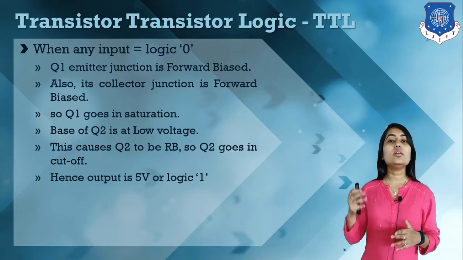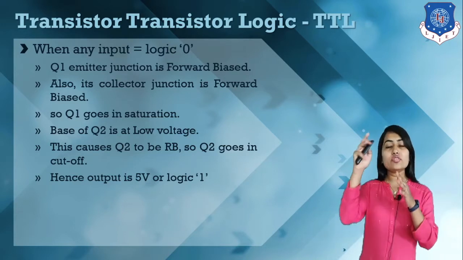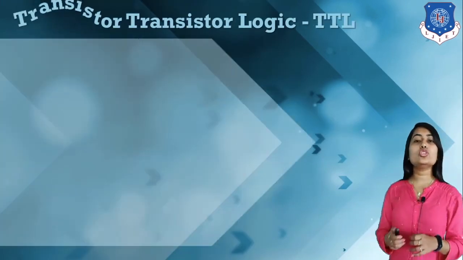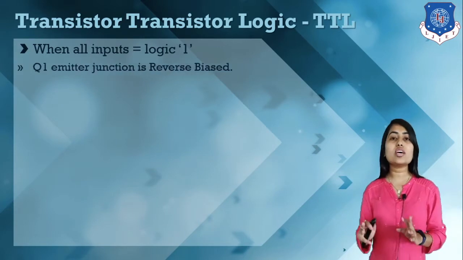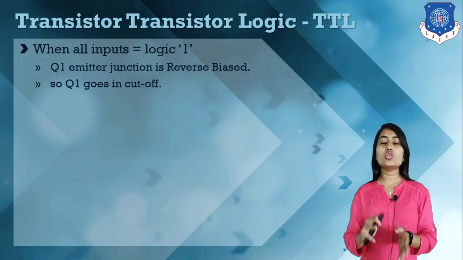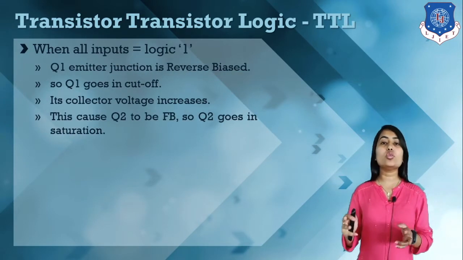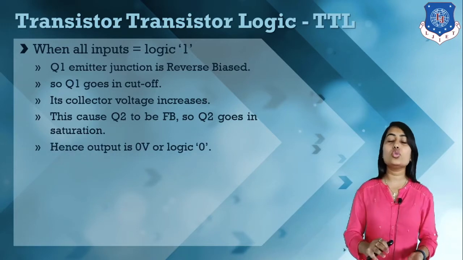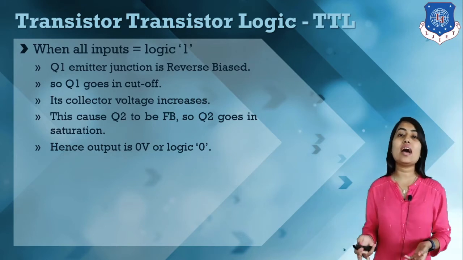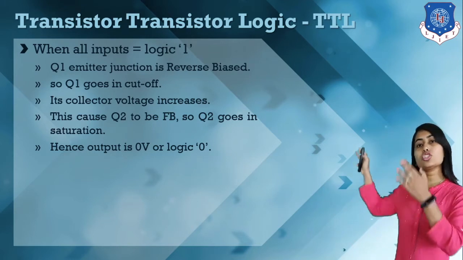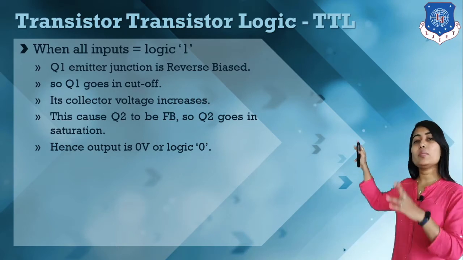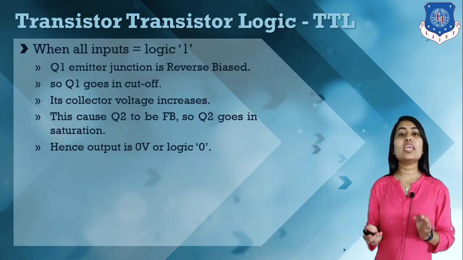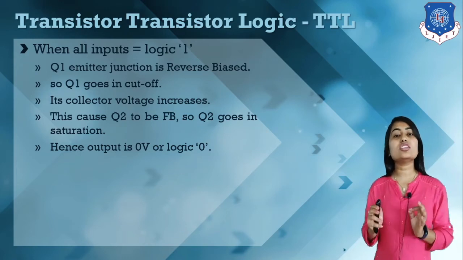So we have a logic 1, or all the VCC present at the output side. And when all inputs are 1, Q1 goes into reverse bias, and when Q1 goes into reverse bias, Q2 goes into forward bias, and as Q2 goes into forward bias, we have a logic 0, because all the voltage applied is grounded. So this is how this TTL NAND circuit works, or this is how transistor logic works.